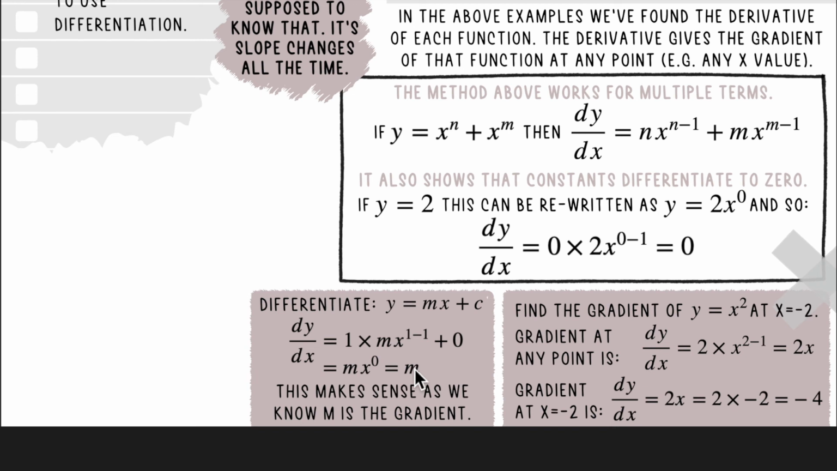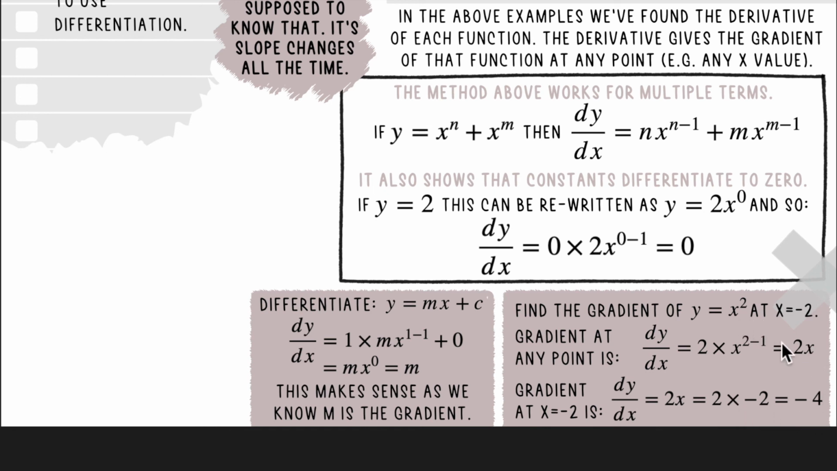Perfect. And one final example, I've just put a quick one in here where we find the gradient and then we find the gradient at a certain point. So find the gradient of y equals x squared at x is equal to minus 2. So the gradient at any point we found above we know is 2x. But the gradient at x is equal to minus 2 is found when we substitute a minus 2 in here, i.e. we replace this x with minus 2. And so we get the gradient at that point as minus 4.